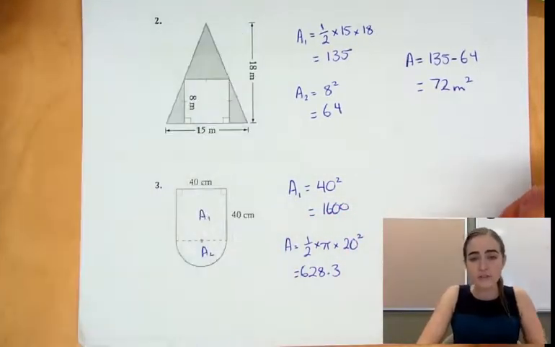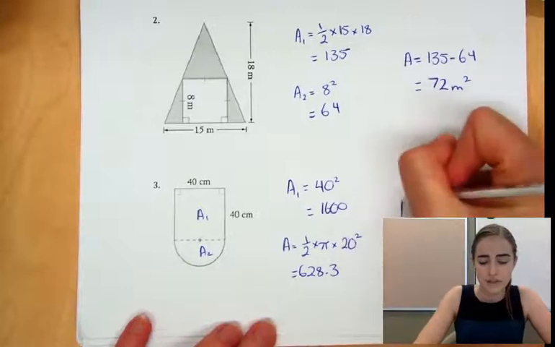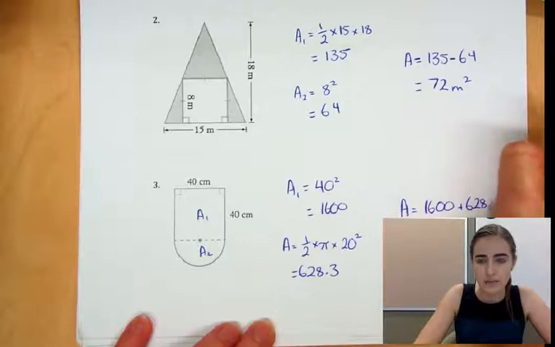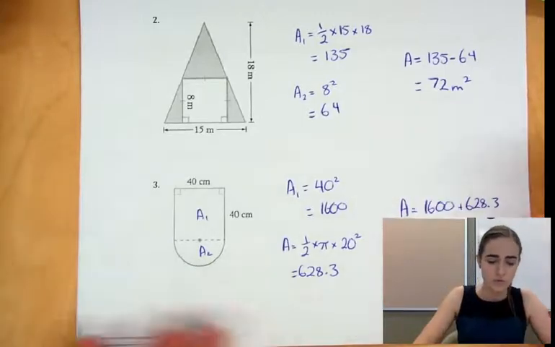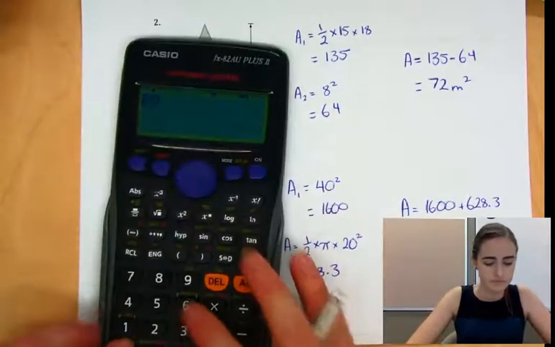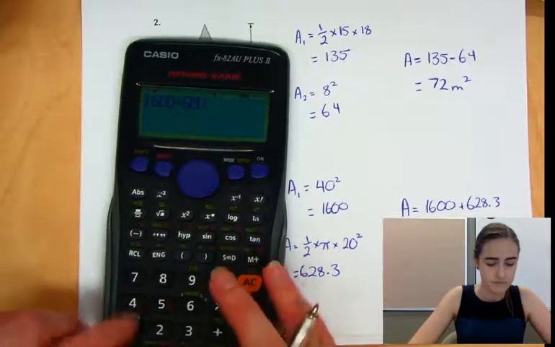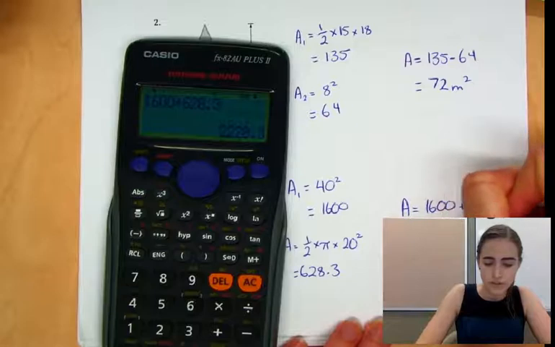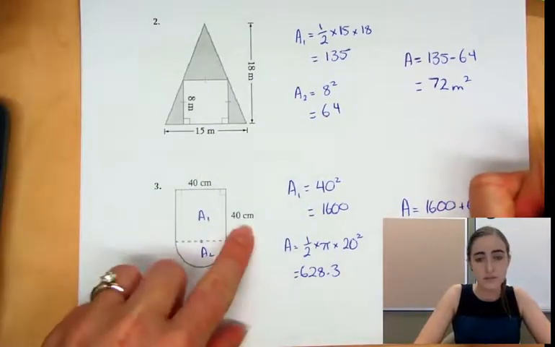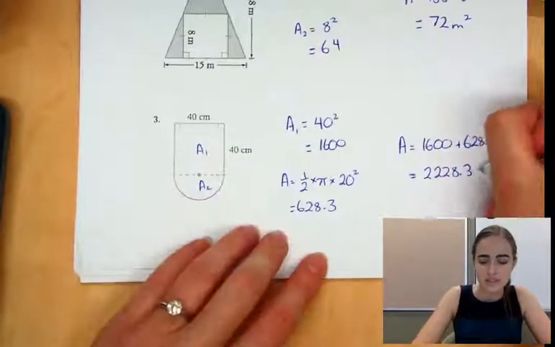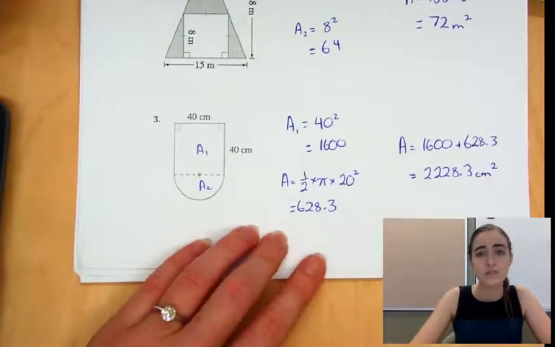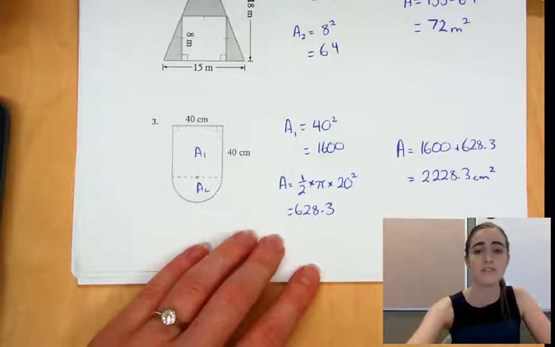Then we're going to add those two numbers together to find our total area. We've got the 1,600 plus 628.3, which will give us 2,228.3, and this one's in centimetres, so that's going to be 2,228.3 centimetres squared. So those are a few examples of how we can find the areas of composite shapes.